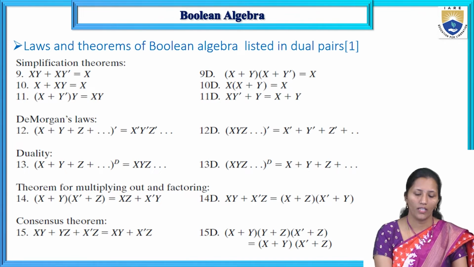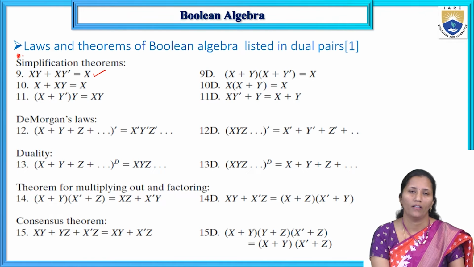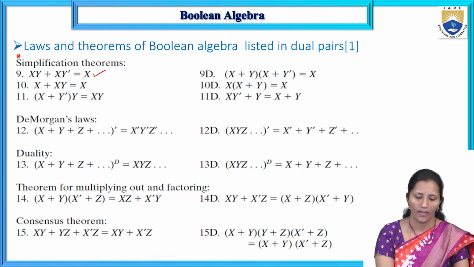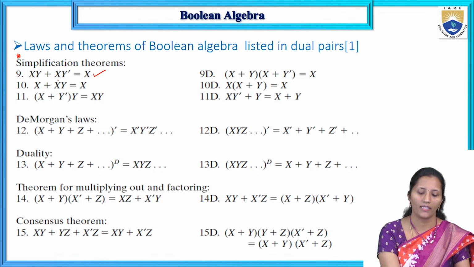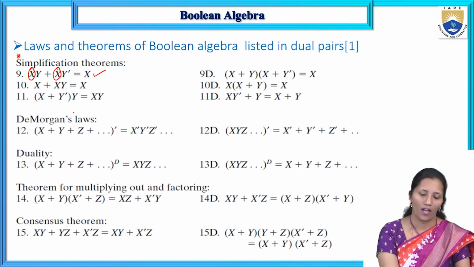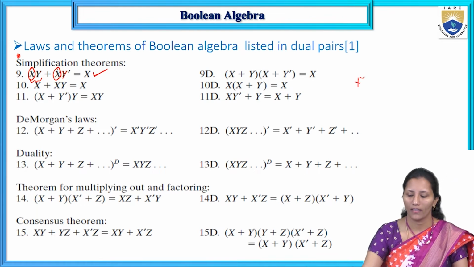Simplification theorems. See here in simplification theorems, xy plus xy bar is equal to x. These theorems will be used in Boolean equation simplification. Here, xy plus xy bar: we take both x and y variables. In this equation x is common, but in the first product we have the y variable and in the second product we have y bar. Then we can directly write the output as x. So xy plus xy bar is equal to x.